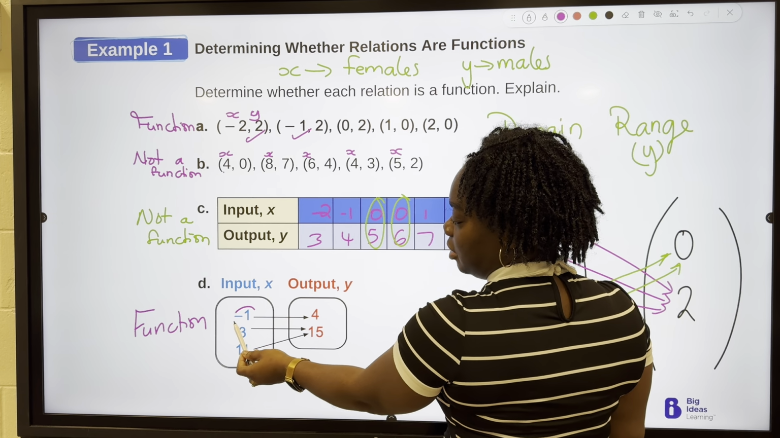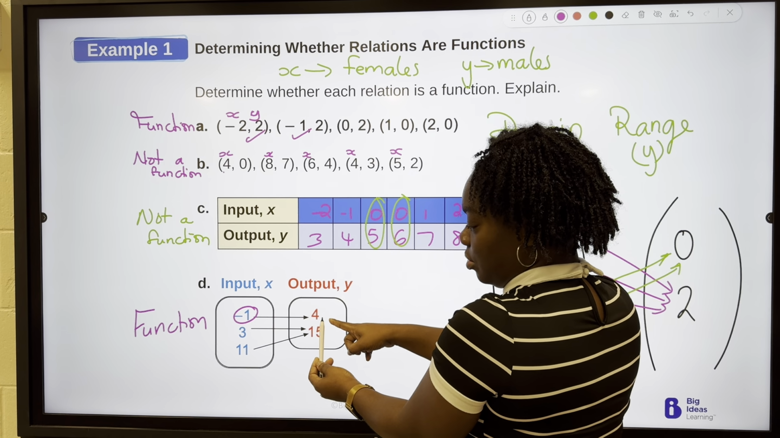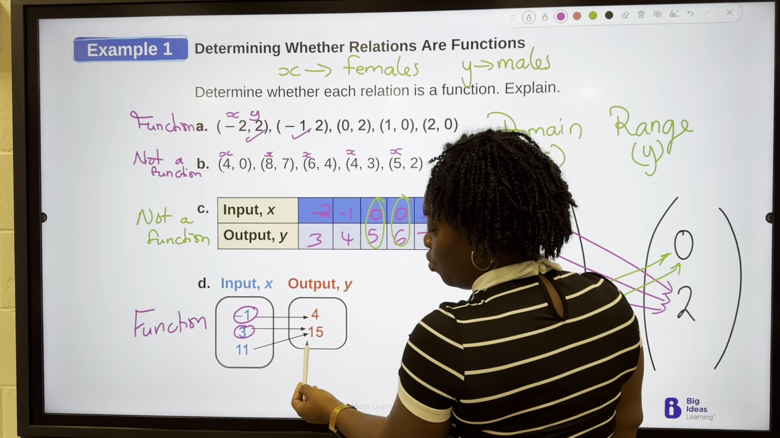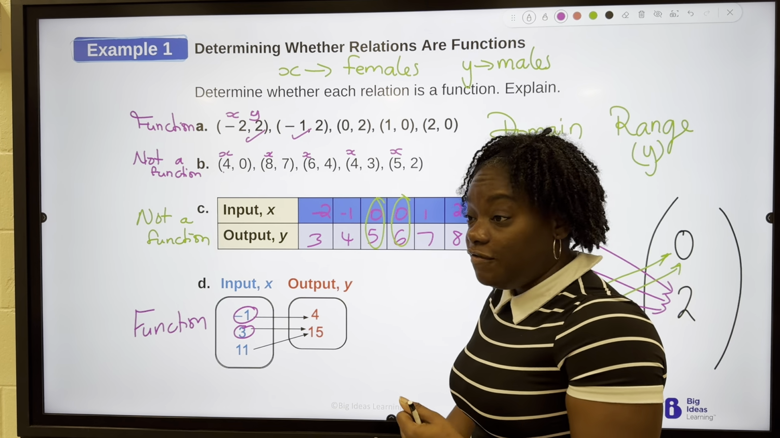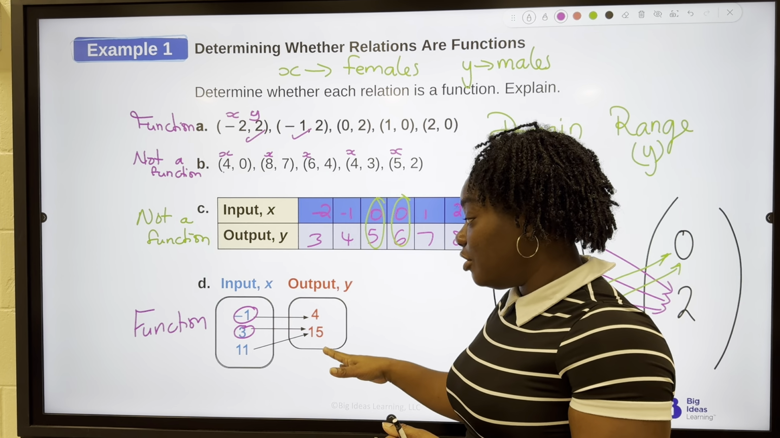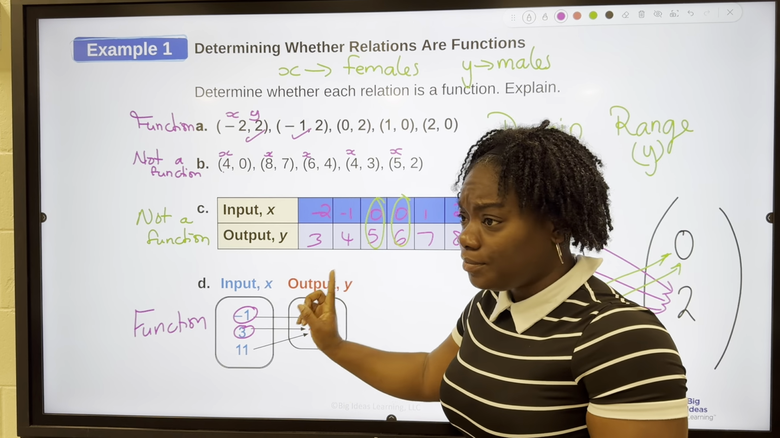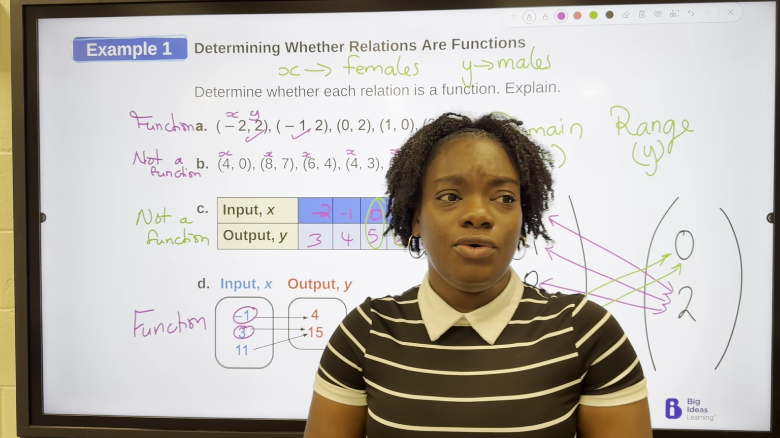So let's go. This female right here only has one husband. This one only has one husband, one husband. So function, even though this boy right here has 2 wives. All right, remember it's always the female or the x that is in question.